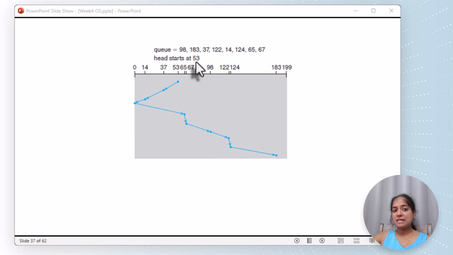So in this example, let's say my queue is again the same one. From 53, first it is going towards the left direction, serving whichever requests are there in the middle. Like from 53, it will go to the 37, then 14, then 0, because it will go towards the end of the disk. Then from 0, it will go to the 65, then 67, then 122, 124, then 183, and so on. So first it goes in one direction, then it goes in the other direction.